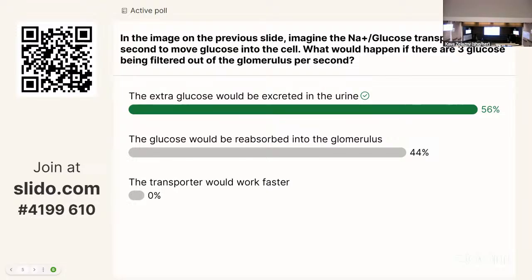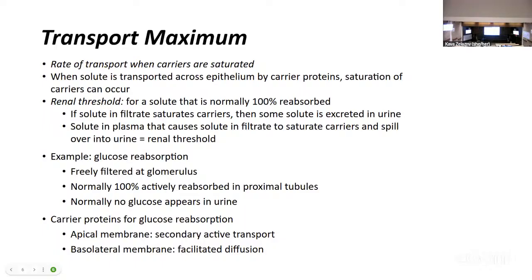And this is why an old-timey test for diabetes was to test whether the urine was sweet, because this is what's going to happen if you have too much glucose in the plasma and you have more than your kidneys are able to reabsorb. Okay. So that's the conceptual idea of our transport maximum.